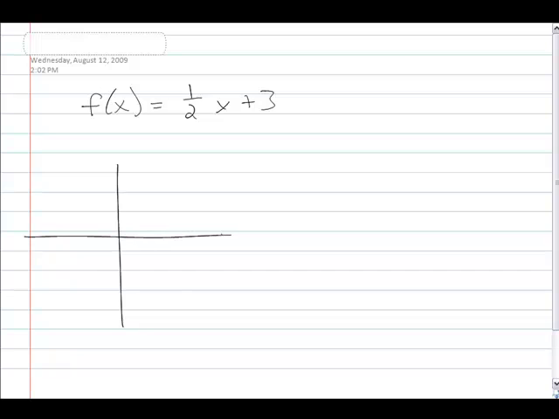So if I want to graph, let's say, f of x equals 1/2 x plus 3, that means I'm going to have a y-intercept of 3. Then to find the next point, I'm going to go up 1 and to the right 2. And then I'm going to draw a line between those 2 points. Here's my line.